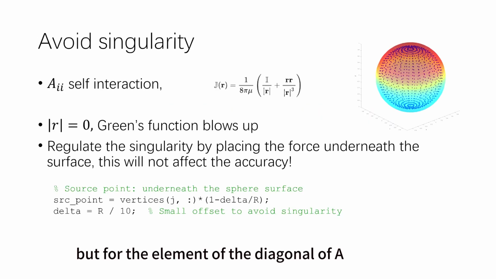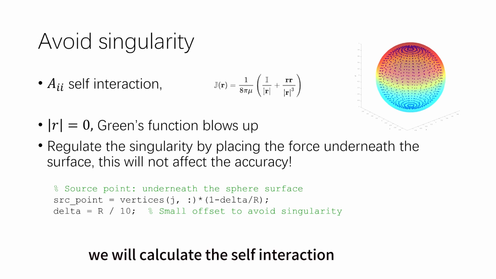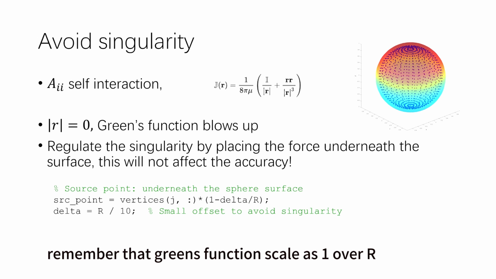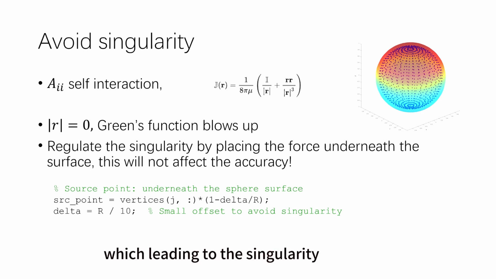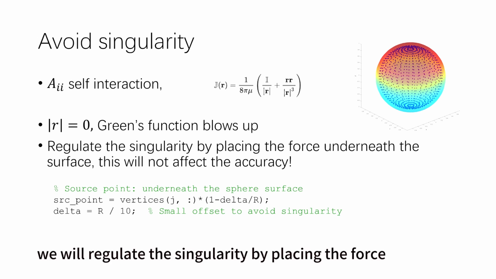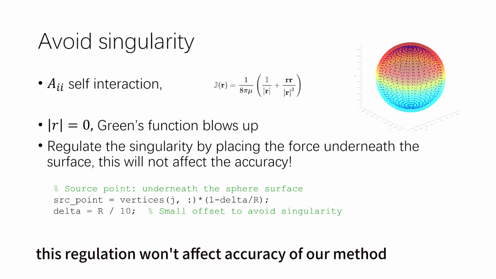But for the element on the diagonal of A, we will calculate the self-interaction, that is the force on the node's influence on its own velocity. Remember that the Green's function scales as 1 over r. When r approaches 0, the Green's function blows up, which leads to a singularity. We will regularize the singularity by placing the force underneath the surface. This regularization won't affect the accuracy of our method.